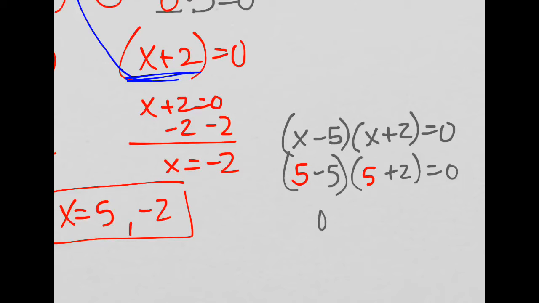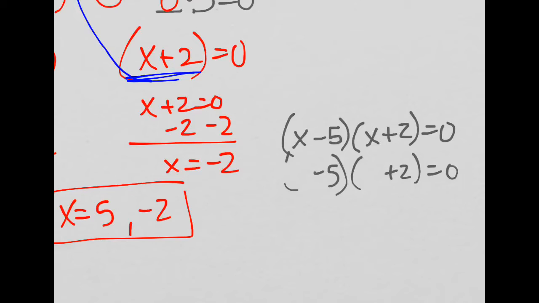This is supposed to be 0, excuse me. Does that equal 0? Yeah, well, 0 equals 0, sure does. Okay, what if I were to plug in a negative 2 for x, right? Because that's my other possibility.